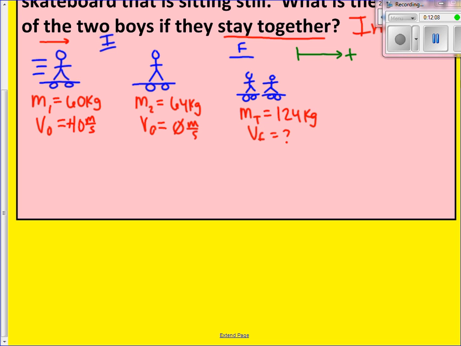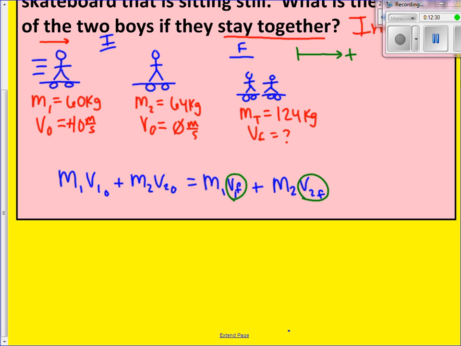The equation is m1 v1 initial plus m2 v2 initial is equal to m1 v1 final plus m2 v2 final. Now, since they're stuck together, I know that these two v finals are going to be the exact same since they're sticking together. And so I'm going to rewrite the equation as m1 v1 plus m2 v2, all initial, is just equal to v final times m1 plus m2.